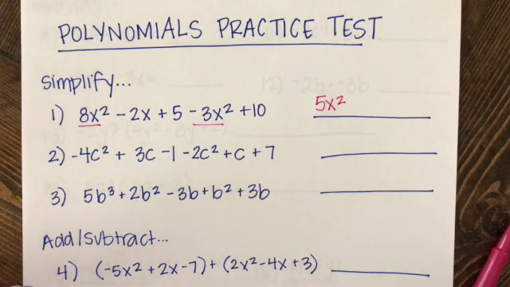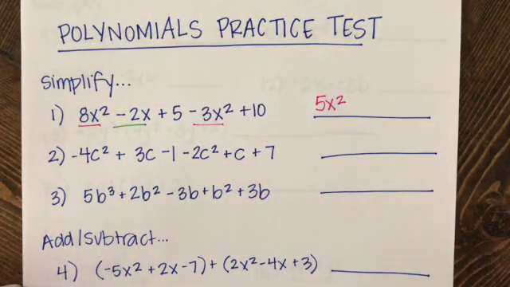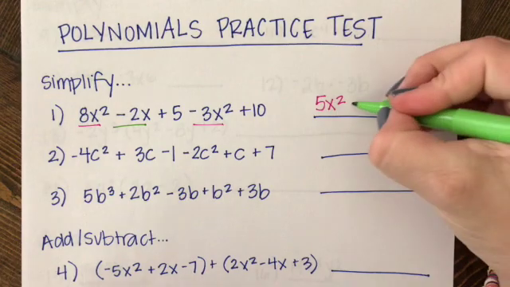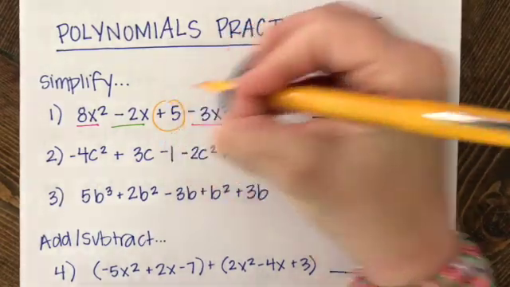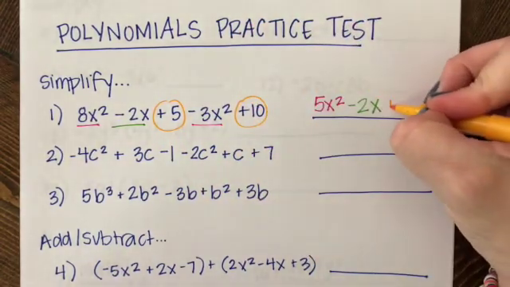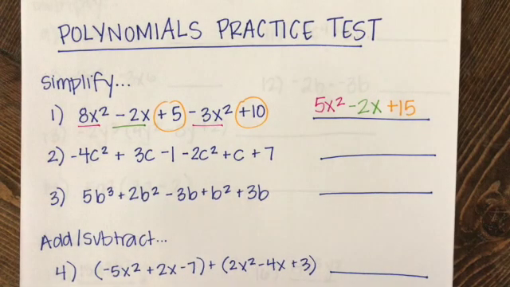Then I can combine just the plain x's, right? Is there anything to put with that minus 2x? Nope, that's the only one. So minus 2x. And then I have 5 plus 10 is 15. So my final answer should be 5x squared minus 2x plus 15.